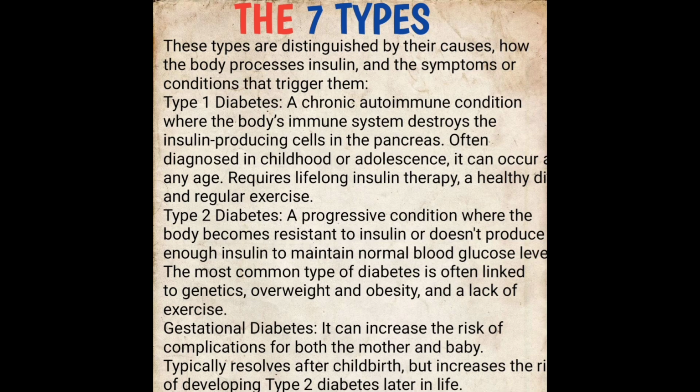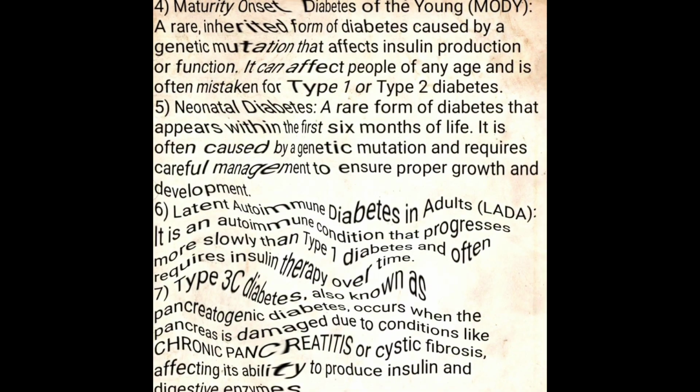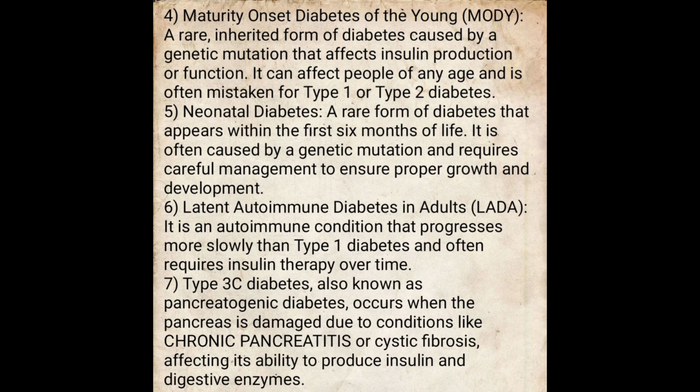Gestational diabetes is during pregnancy. Some women in pregnancy have this diabetes condition. It can increase the risk of complication for both the mother and baby. The 4th one is maturity onset diabetes of the young, a rare inherited form of diabetes caused by a genetic mutation that affects insulin production or function. It can affect people of any age and is often mistaken for type 1 or type 2.